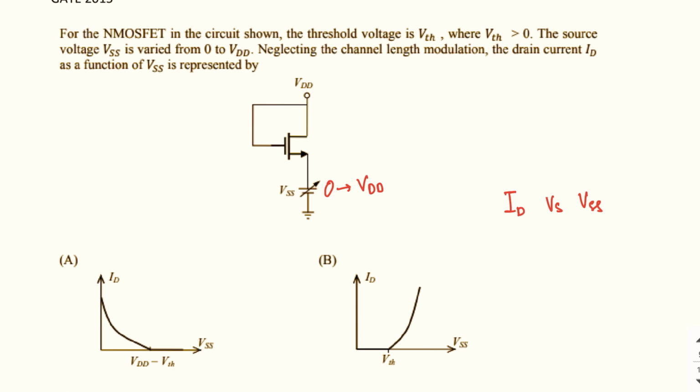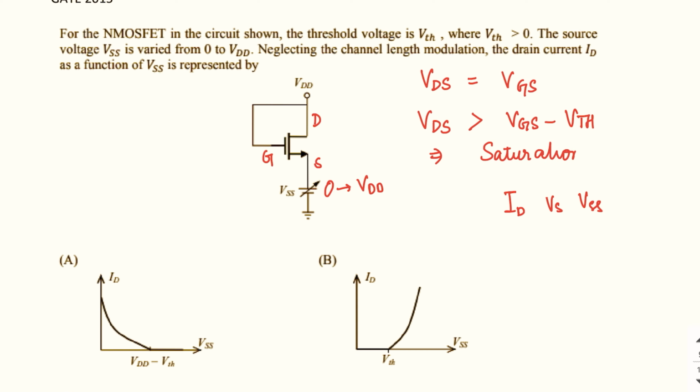It is very clear that in this case, the transistor is an NMOS transistor. So this is the gate terminal, the drain and the source. And as you notice, the gate and the drain terminals are connected to each other. Because of this connection, VDS would be equal to VGS. And hence, VDS would always be greater than VGS minus VTH. And this means that the transistor is definitely in the saturation mode.